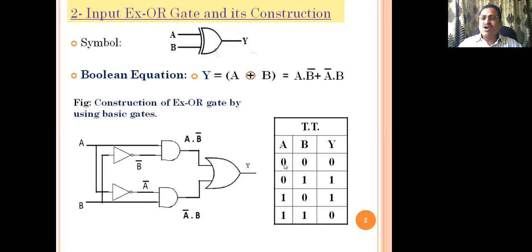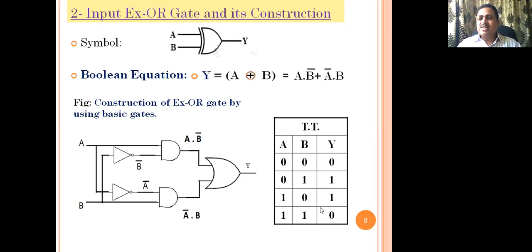I'll read the content of the truth table once again. Here A and B are the inputs and Y is the output. So 0 XOR 0, not OR, 0 XOR 0 will be equal to 0. 0 XOR 1 as well as 1 XOR 0 equals 1. But 1 XOR 1 will give 0.